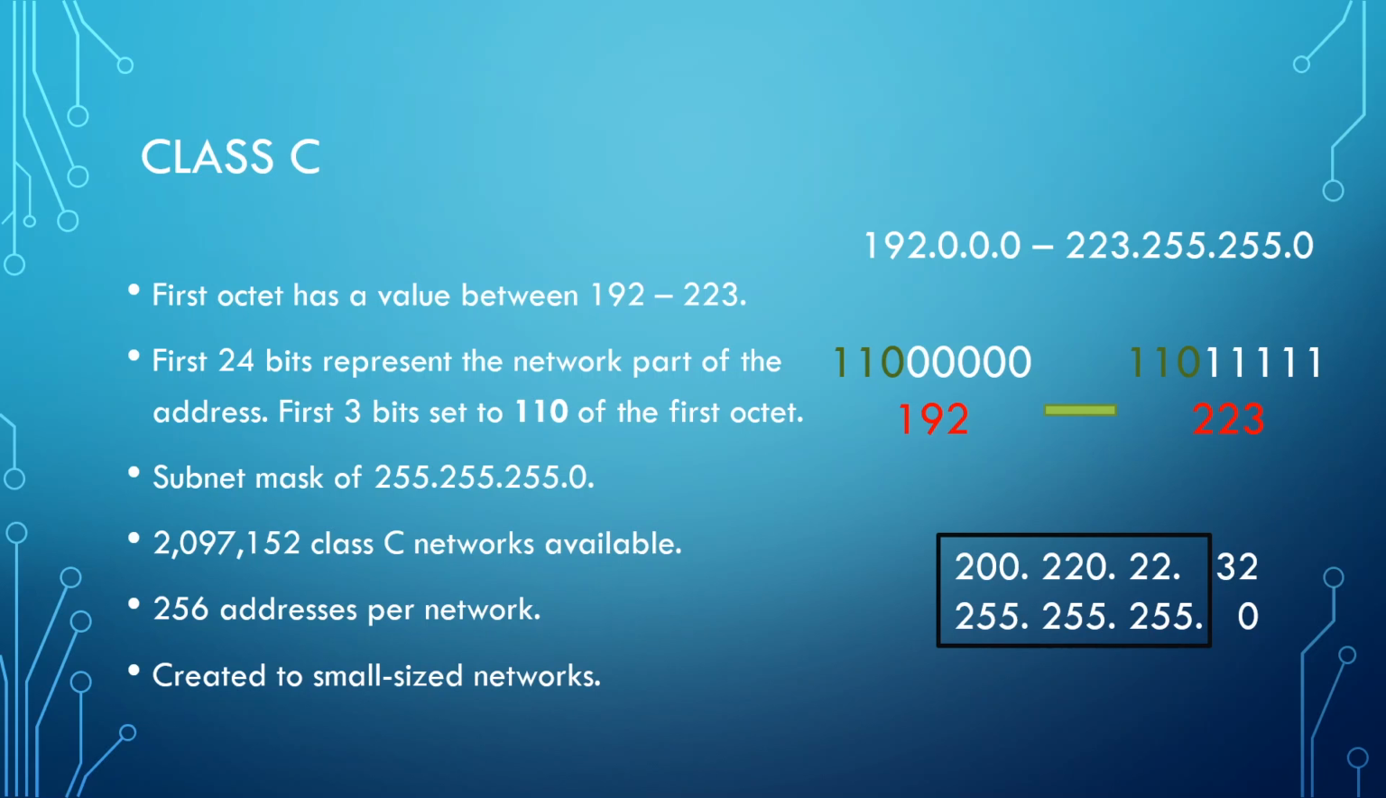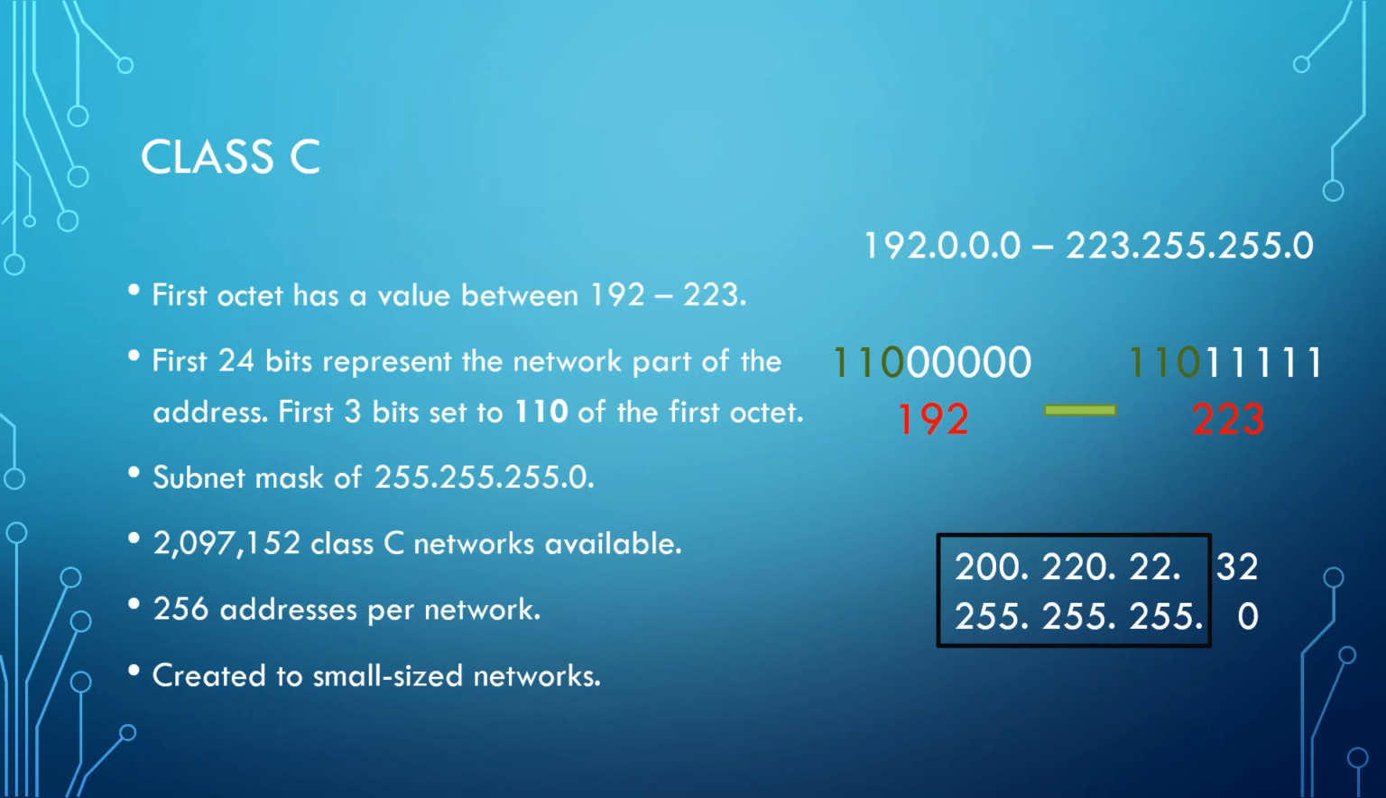223. And the first 24 bits represent the network part of the IP address, because it uses a subnet mask of 255.255.255.0. This allows for over 2 million Class C networks available, but only 256 addresses per network. And as you can see, Class C networks were created to support smaller size networks. So Class A, larger networks; Class B, medium-sized networks; Class C, smaller size networks.